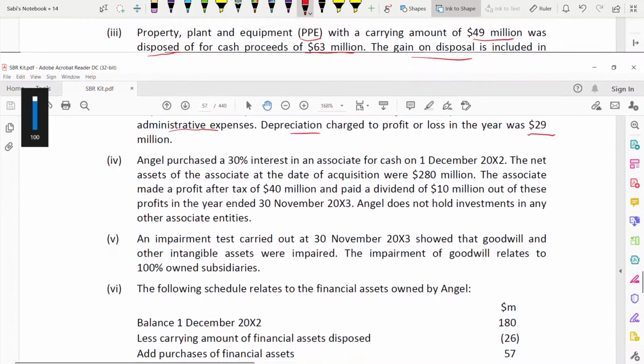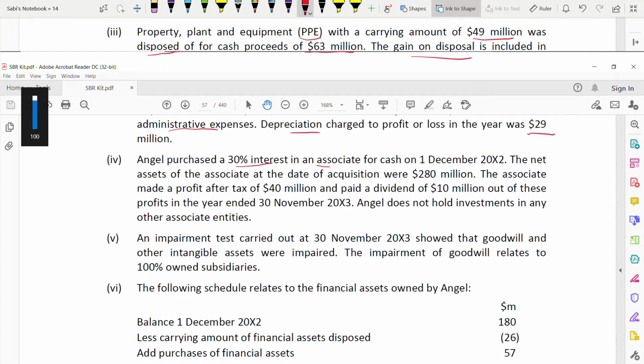Purchase of a 30% interest in an associate for cash. Okay, it's an associate. What is the net asset? 280 million at the date of acquisition. They made a profit after tax of 40 million and paid a dividend of 10 million out of the profit. Angel does not hold investment in any other associate entities. An impairment test has been done, showing that goodwill and other intangible assets were impaired.